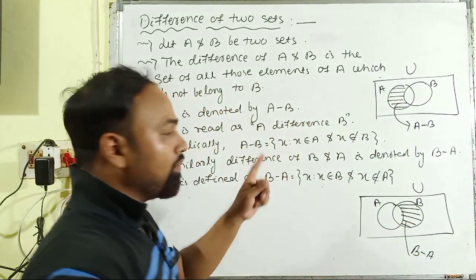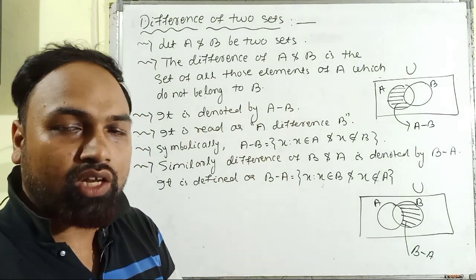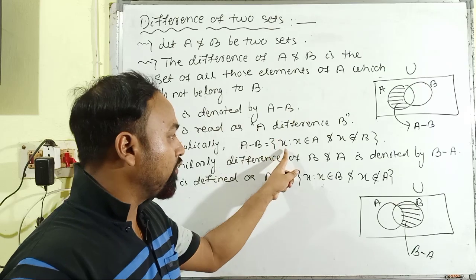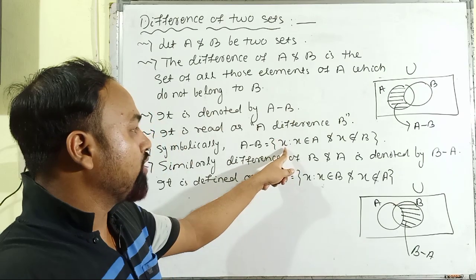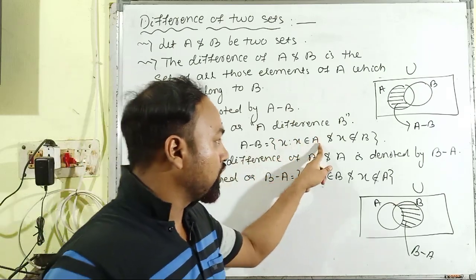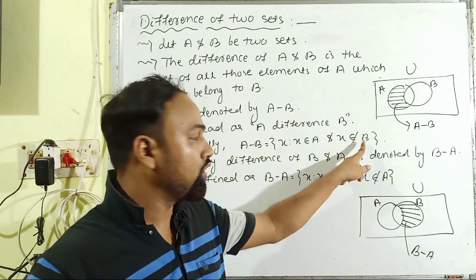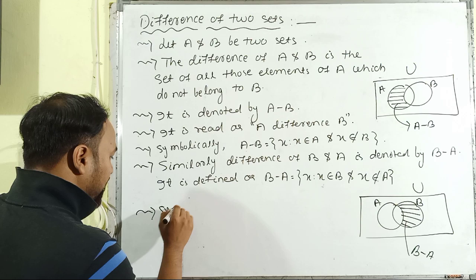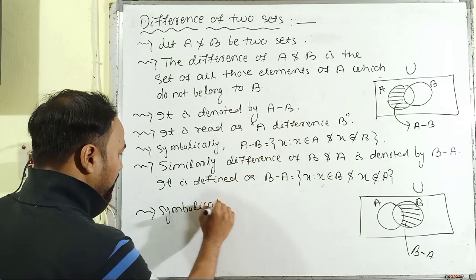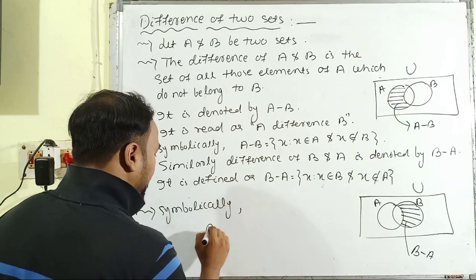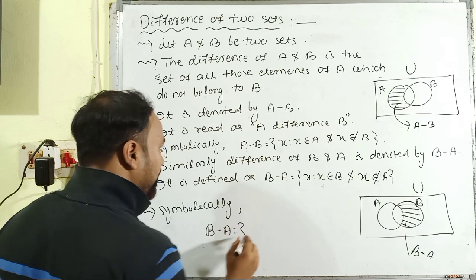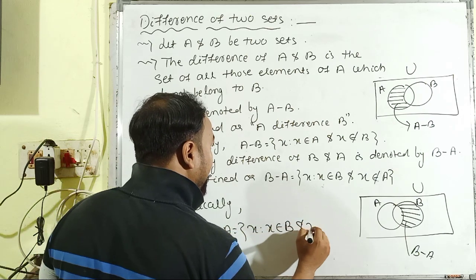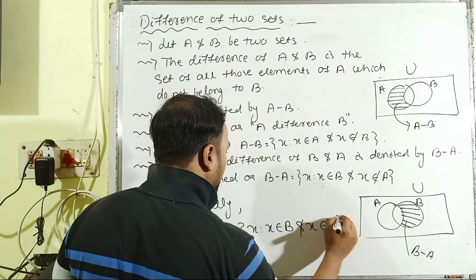But in the set builder method, you can also define the difference of A and B like this. A − B is equal to the set of those elements x which belong to the set A but do not belong to the set B. Similarly, we can also symbolically define B − A in the set builder method, and these are x such that x belongs to B and x does not belong to the set A.